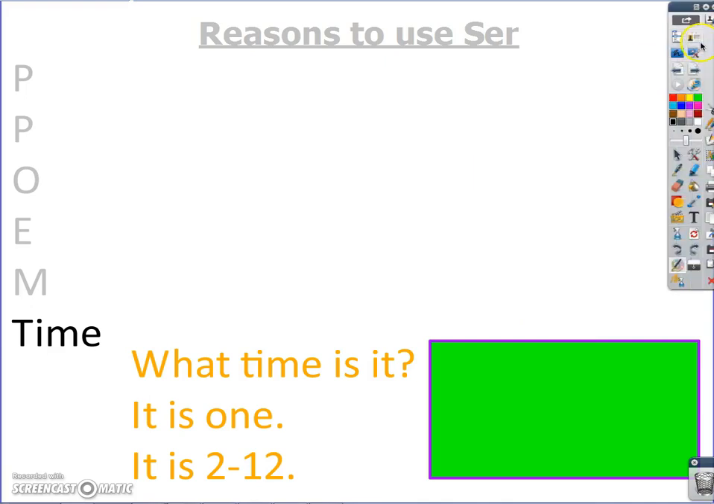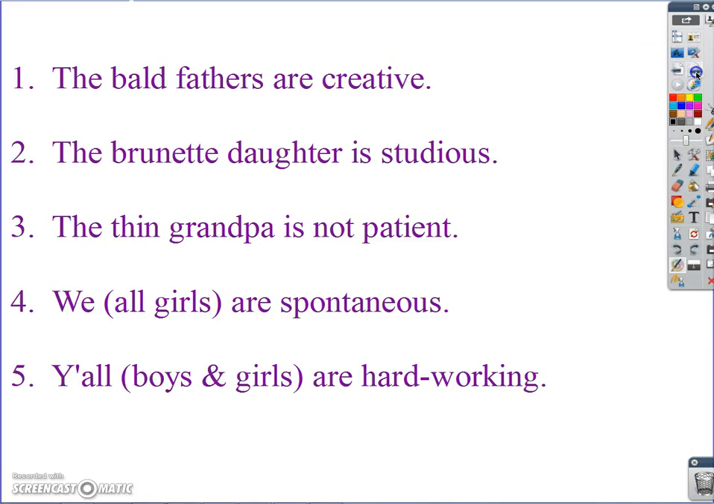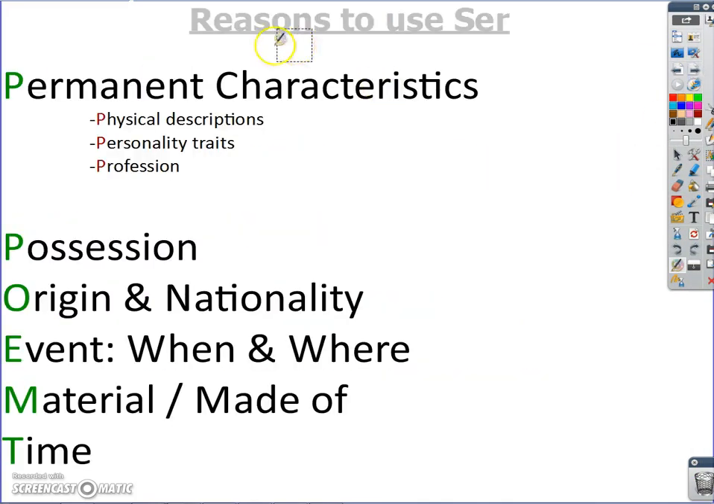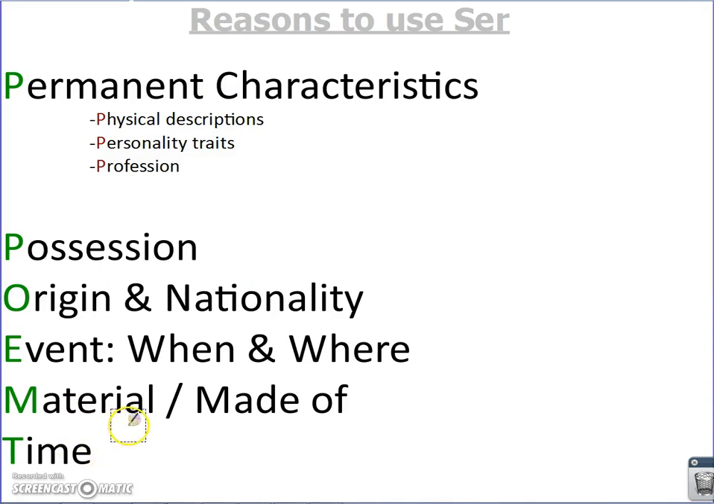Because, just to sum it up, our reasons to use ser, you don't have to rewrite this, you've already got it in your notes, are relatively permanent characteristics like physical descriptions, personality traits, and profession. Anytime you want to discuss who owns something, as in possession, anyone's origin or nationality, anytime you're saying when and where an event is, or you're saying what something is made of, or time, you will be using ser.